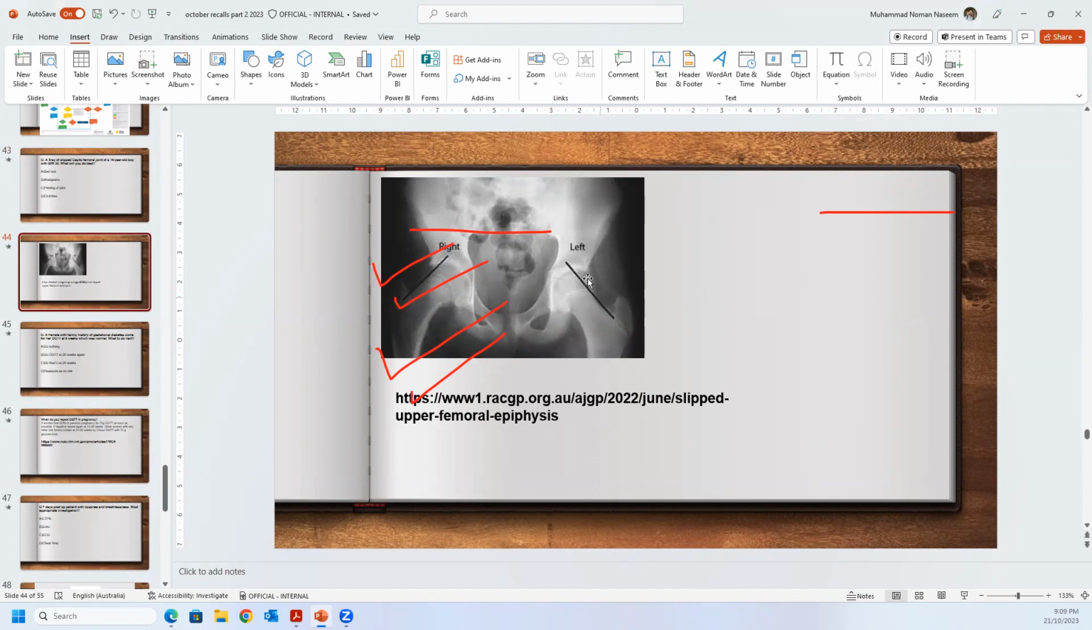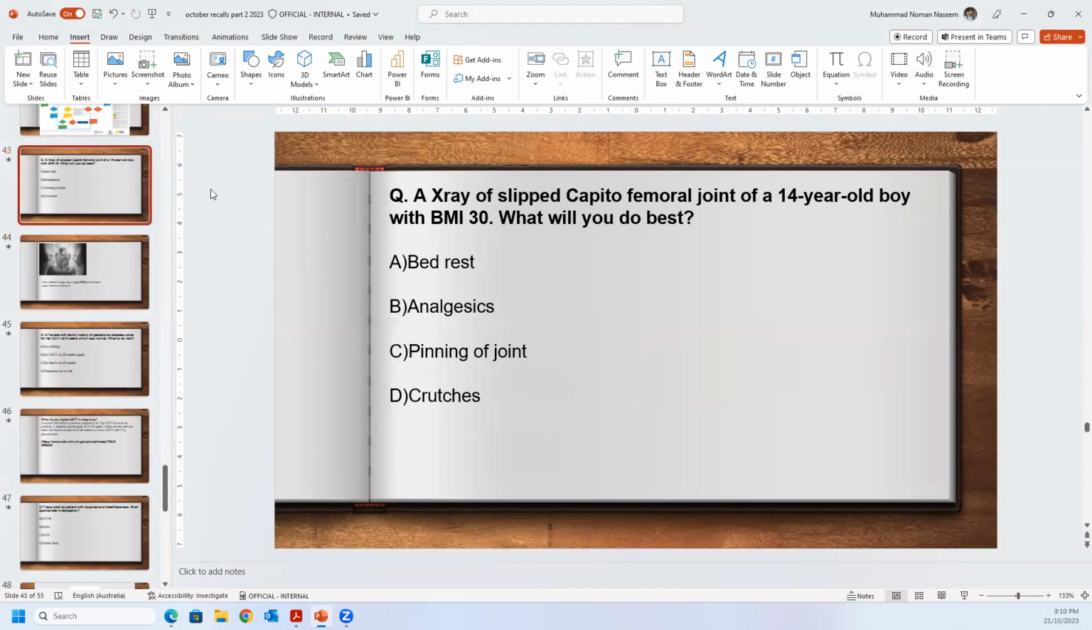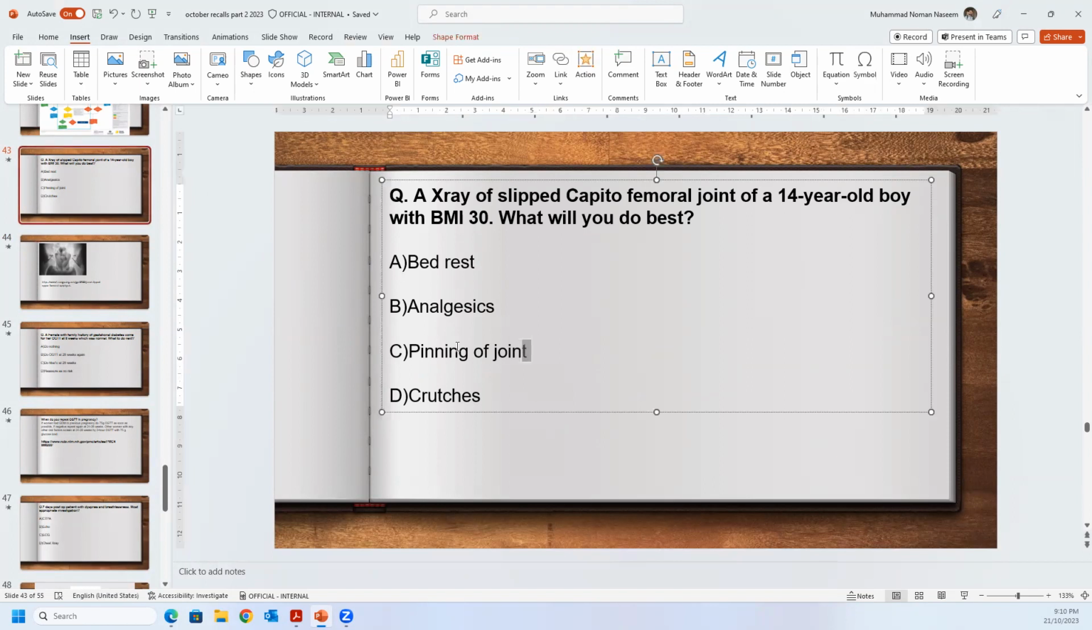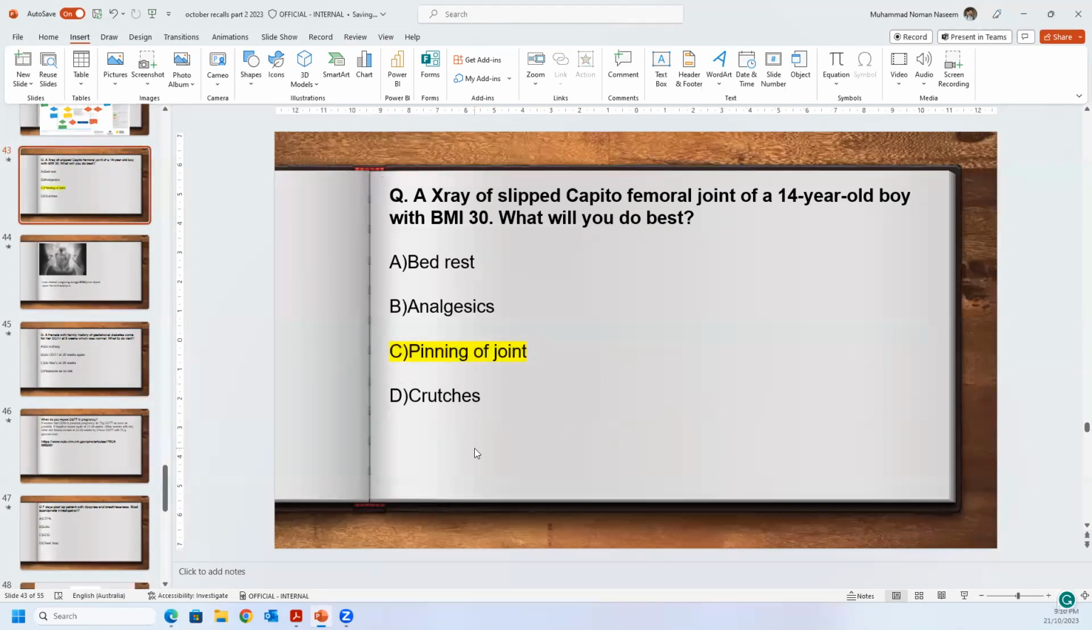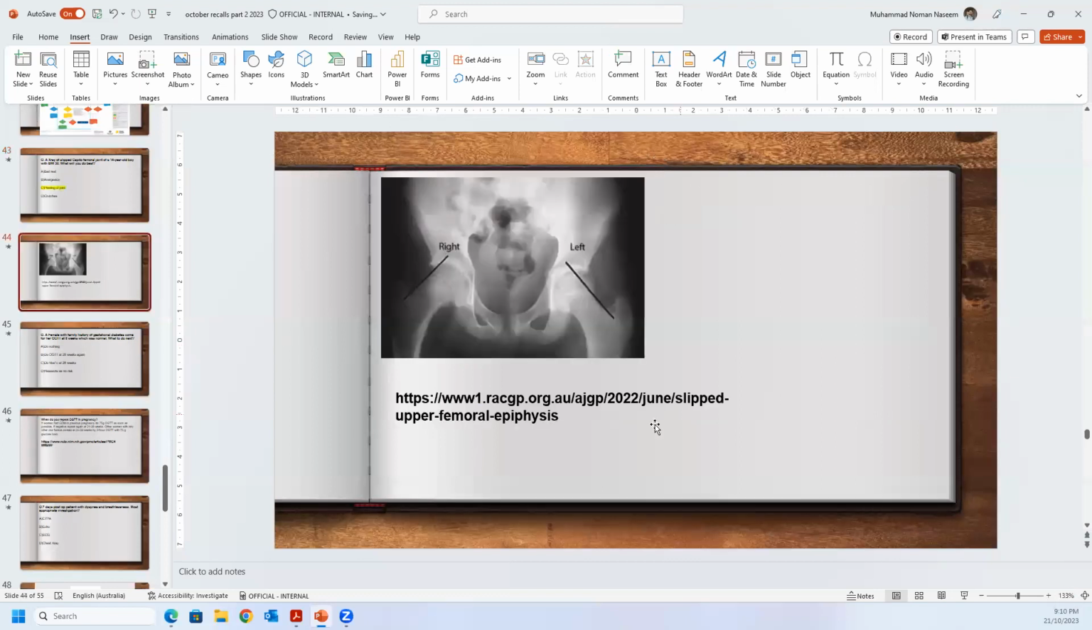Very good. So this line, the Klein's line, should be passing through the head of the femur from the neck. But if it is aligning with the top of the head, then it's the slipped capital femoral epiphysis. So the initial treatment is that we do offloading from the joint. So we ask the patient to do complete bed rest or use of crutches, and we give analgesia, and we refer the patient to the emergency or the orthopedic department for having the pinning of the joint done.